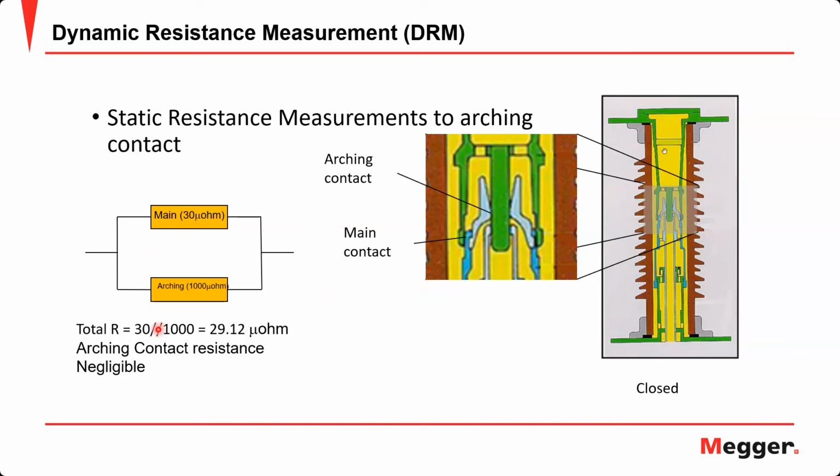When you measure the equivalent resistance, 30 parallel with 1000, you get 29.12 microohms. So it's very difficult to find or detect faults in the arcing contact using the static measurement.